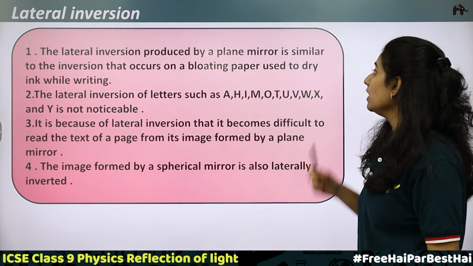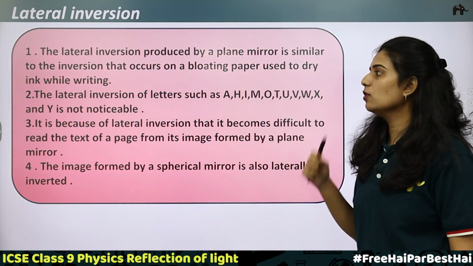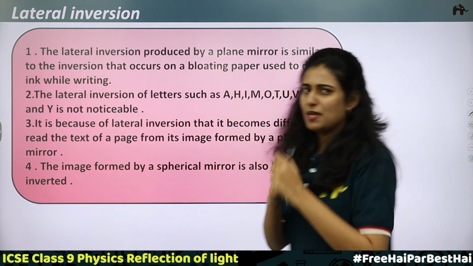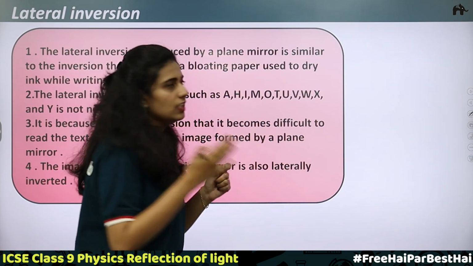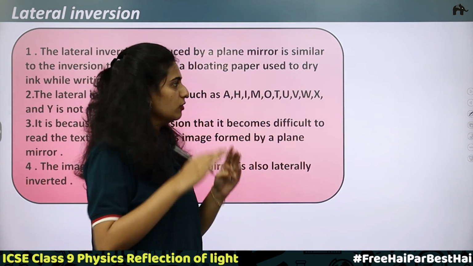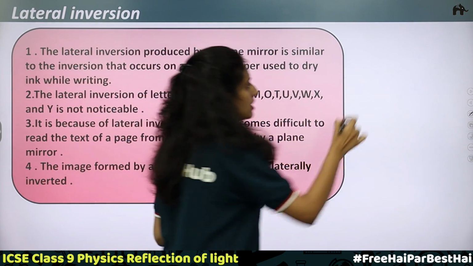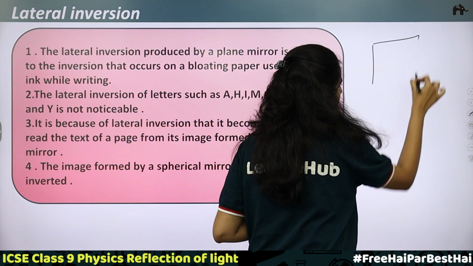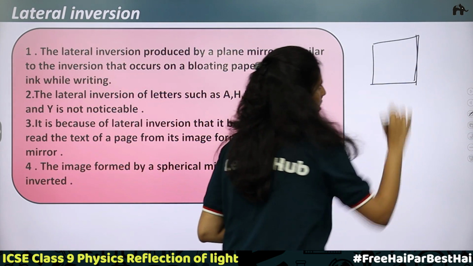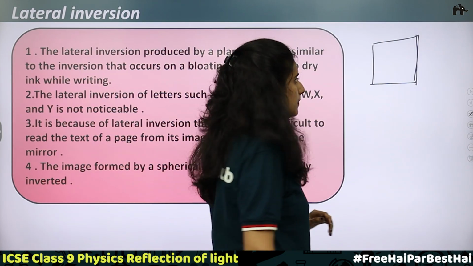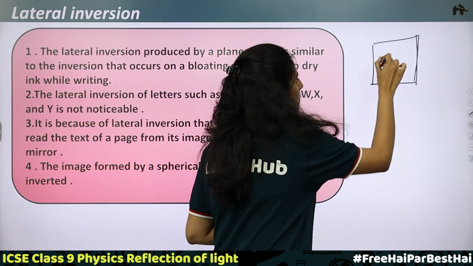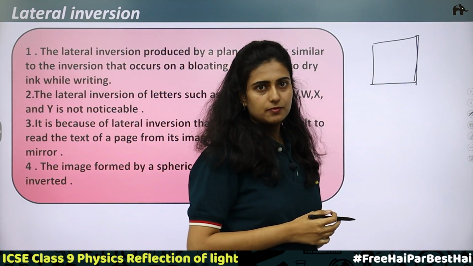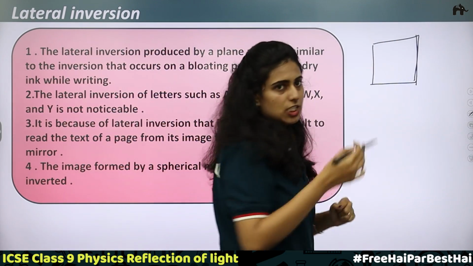The lateral inversion produced by a plane mirror is similar to the inversion that occurs on a blotting paper used to dry ink while writing. Just imagine, I'll show you something. If you have an ink pen, take a sheet of paper. Now what you have to do is put some ink on the sheet of paper.